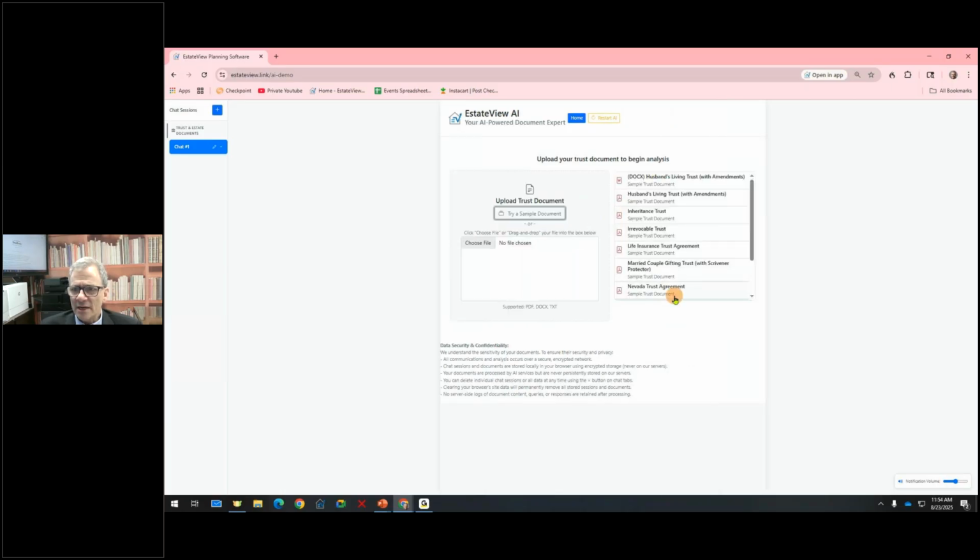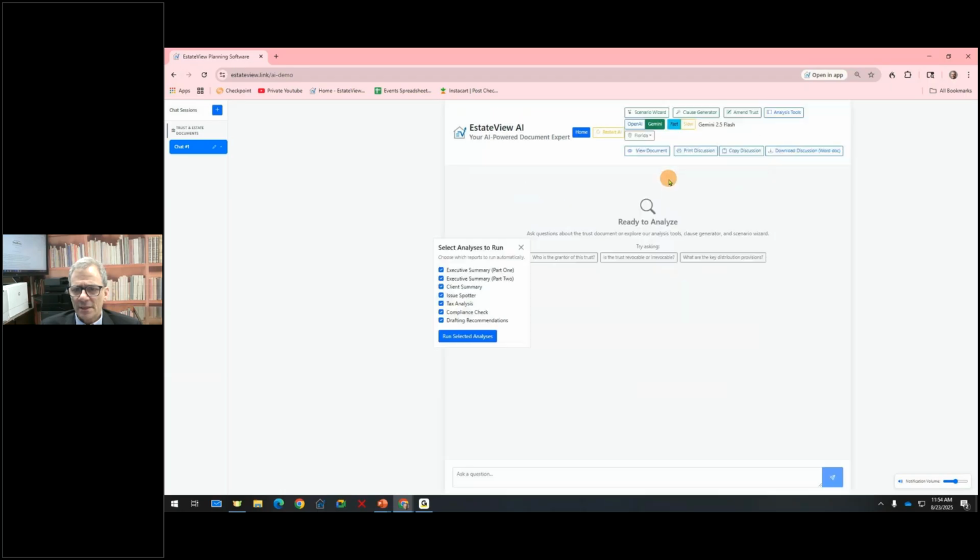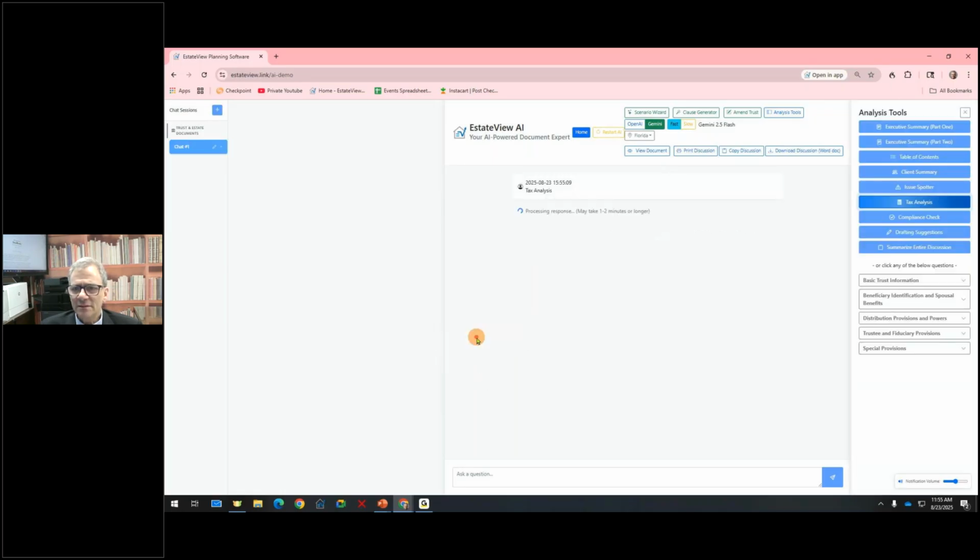Then I click on one of these documents, and now it's taking a quick look at the document, and I can ask a question about the document, or I can use EstateView's preloaded protocols, which would be, do I want an executive summary? Do I want a client-friendly summary? Do I want to spot issues? Do I want to analyze tax? Do I want to check for compliance? Or do I want drafting recommendations? So let's just go with tax analysis, compliance check, and drafting recommendations. I click on Run Analysis.